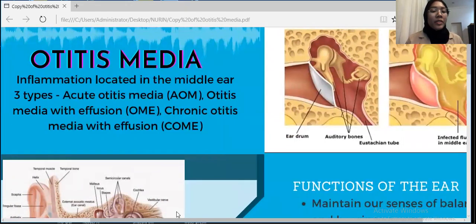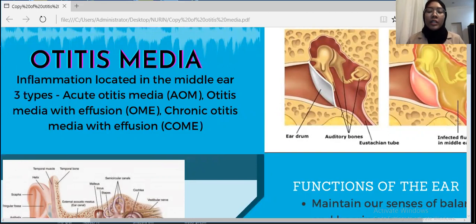There are three types of otitis media, which is acute otitis media, AOM, otitis media with effusion, OME, chronic otitis media with effusion, COME. So for AOM, it mostly occurs in young children, especially during winter season. It is an inflammation of the tympanic membrane and caused by bacterial infection.